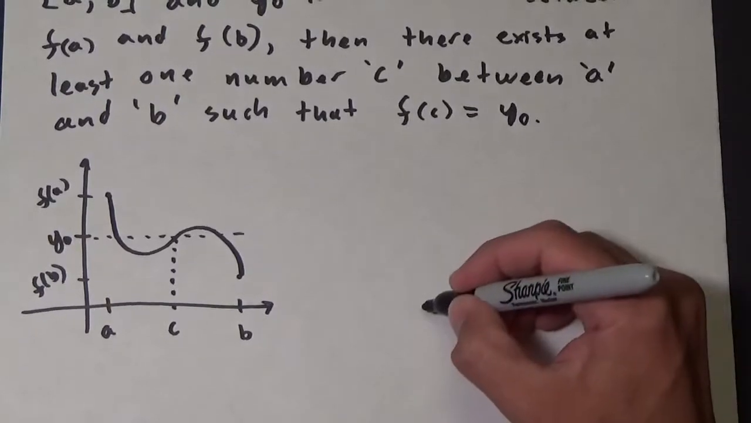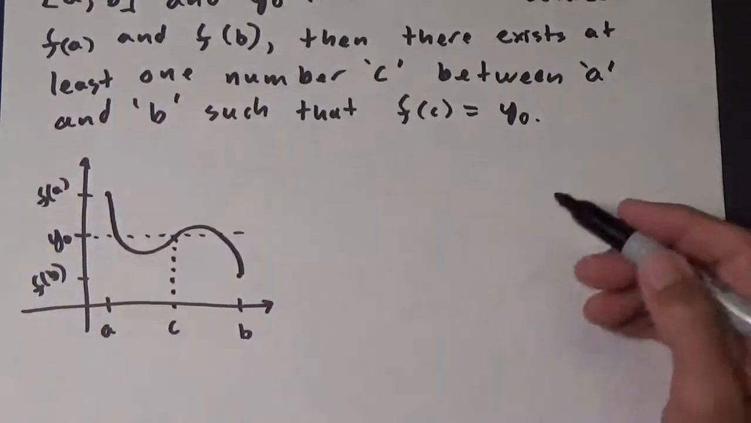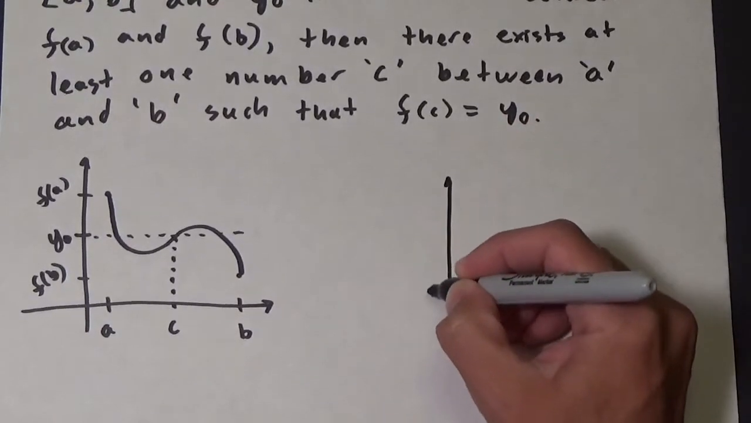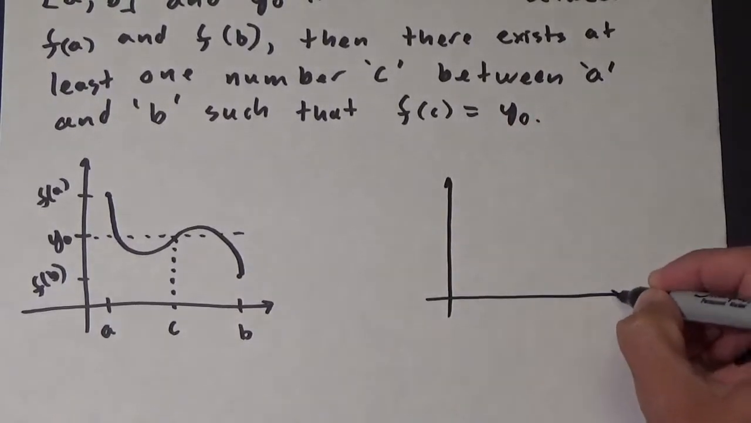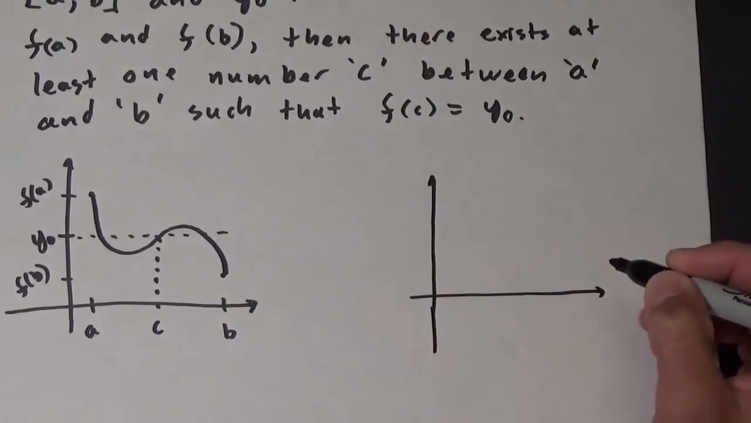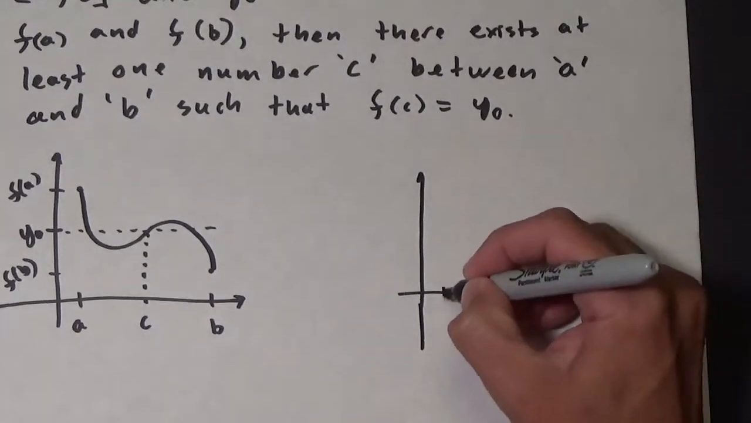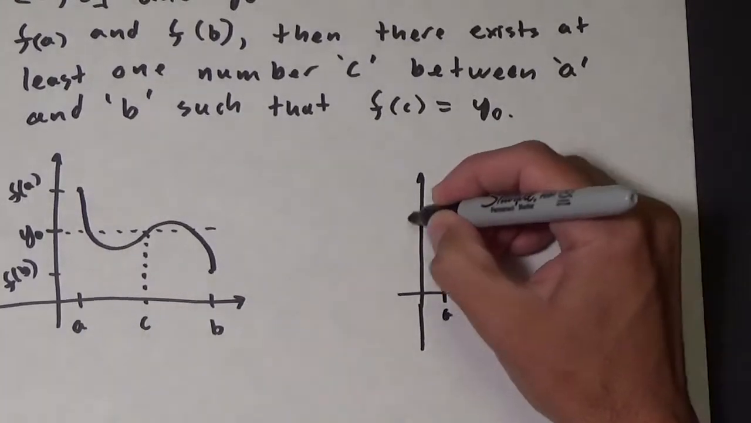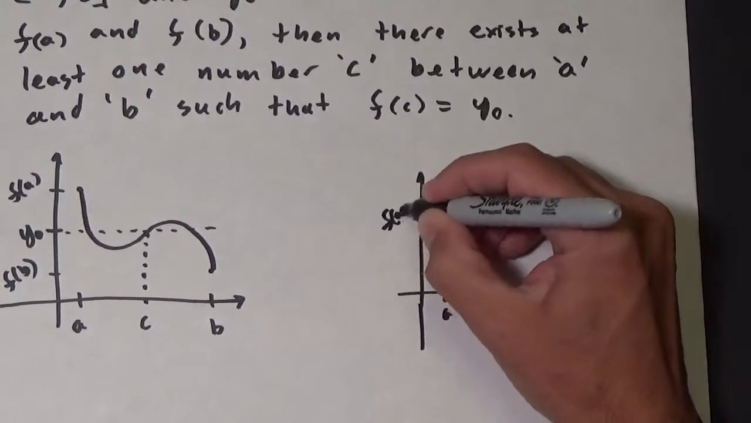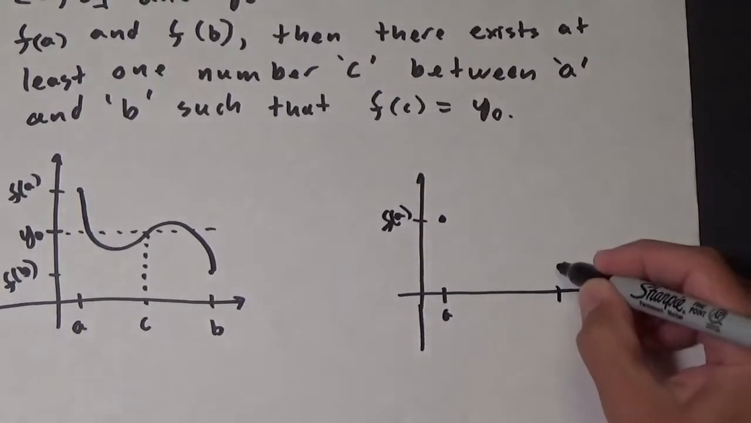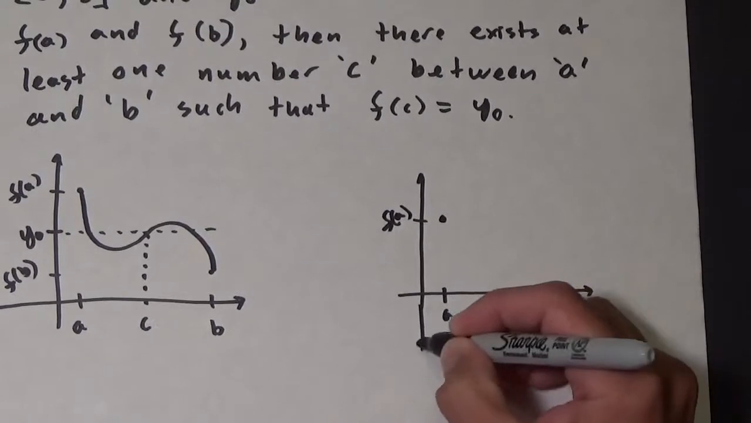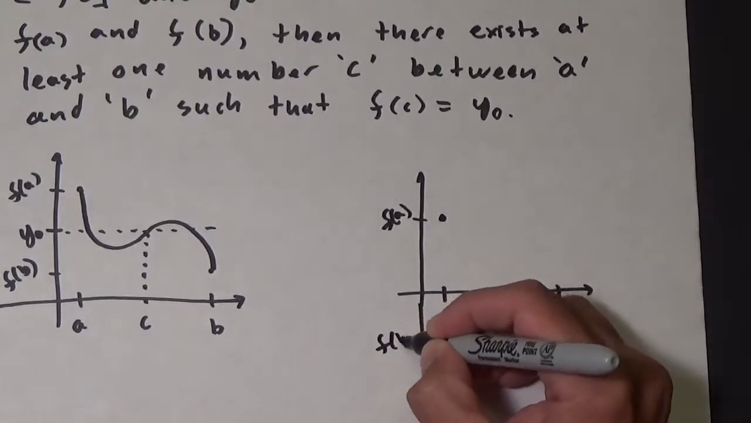And this is the diagram you want with your notes, but let me do another quick idea about what's happening here. I'll draw this down here. So let's say I have some function. Here's a, and this is f of a. And then here is b, and down here is f of b.